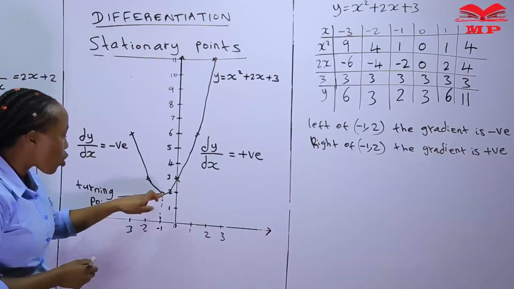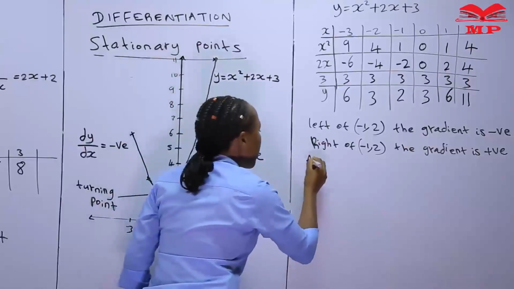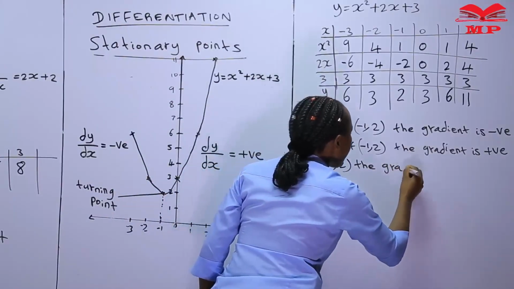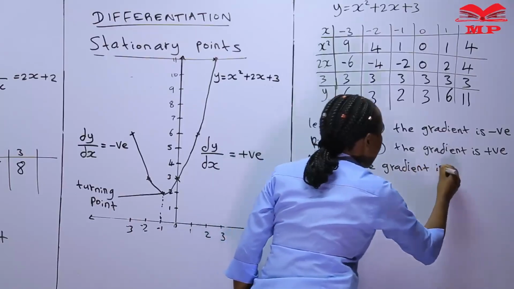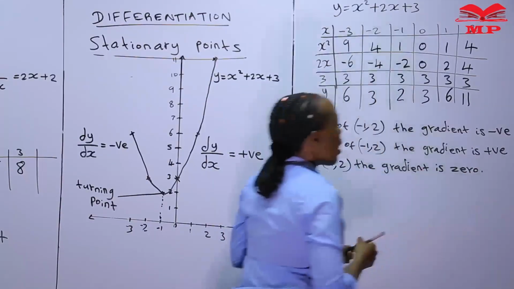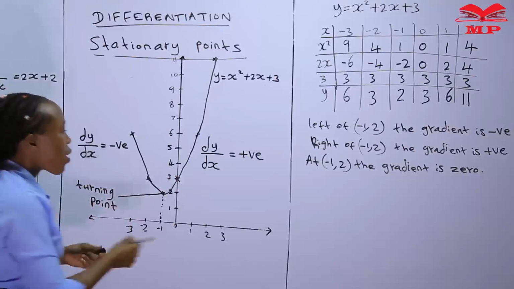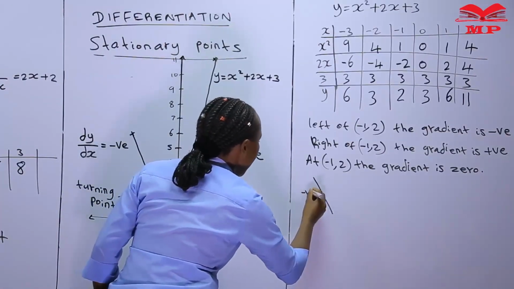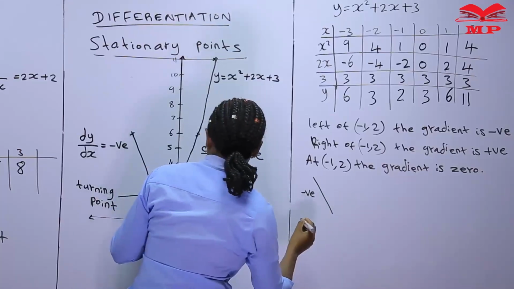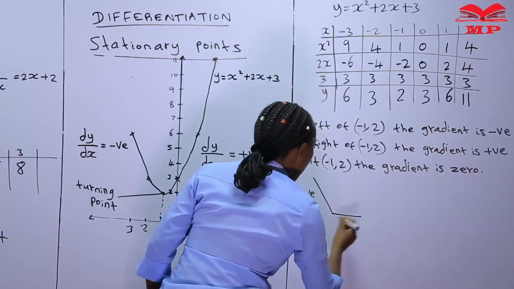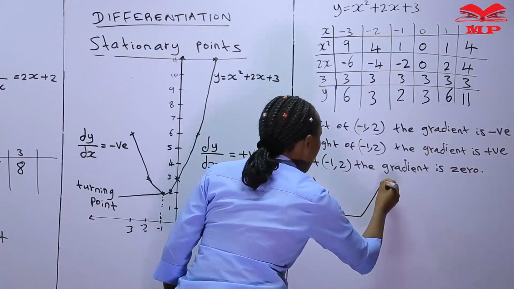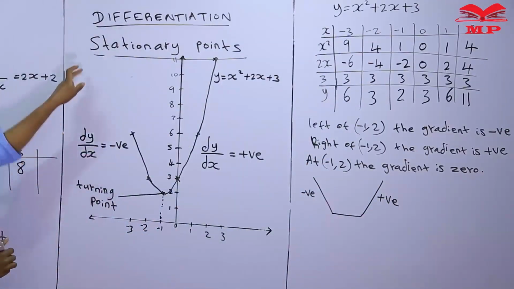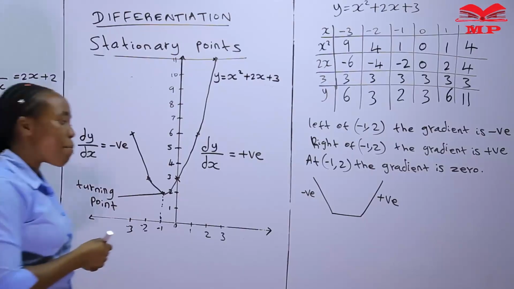Then at the point -1, 2, the gradient is 0. Now in this case, we have a point where on one side we have negative, the gradient here is 0, and on the other part positive. Therefore, we say the nature of the stationary point is a minimum.